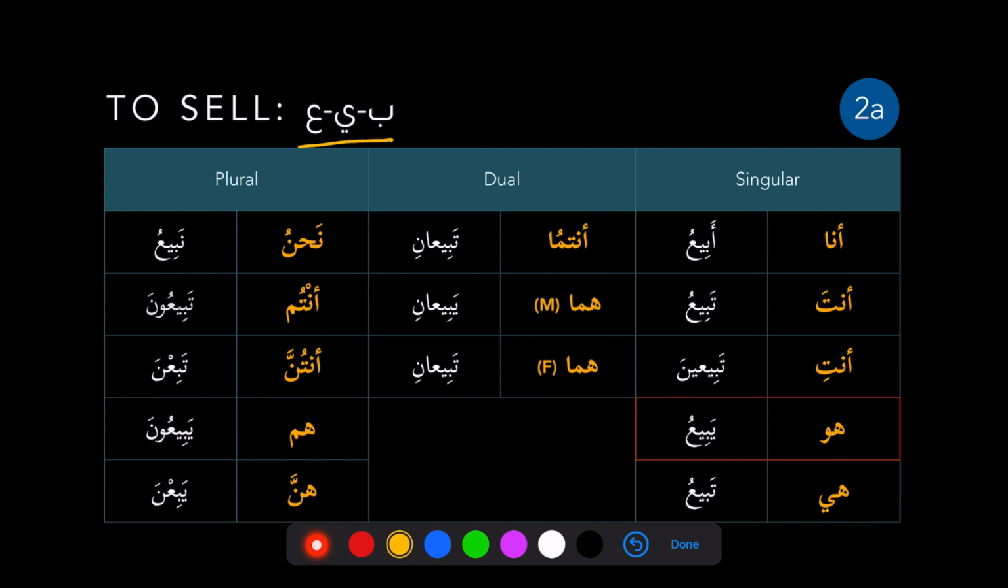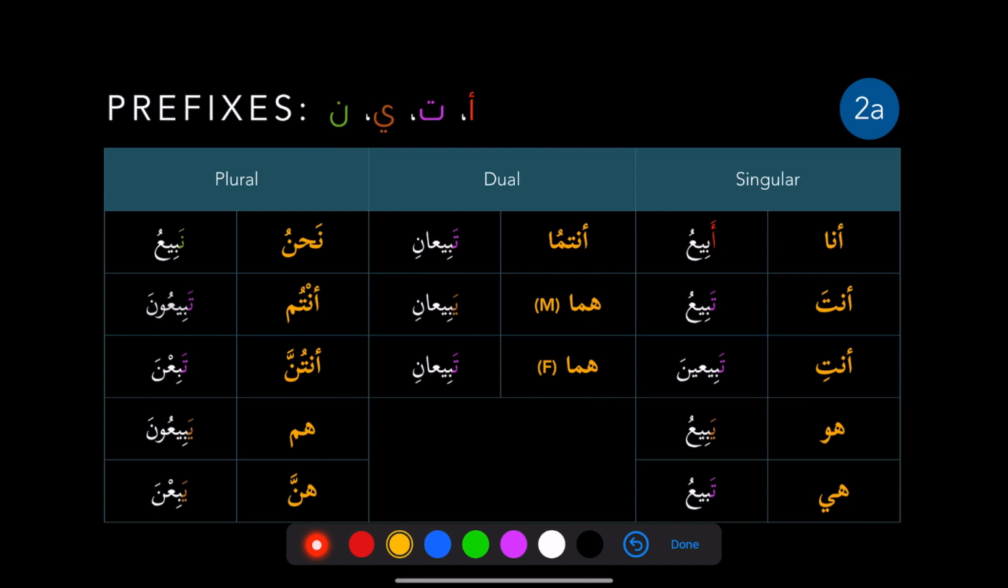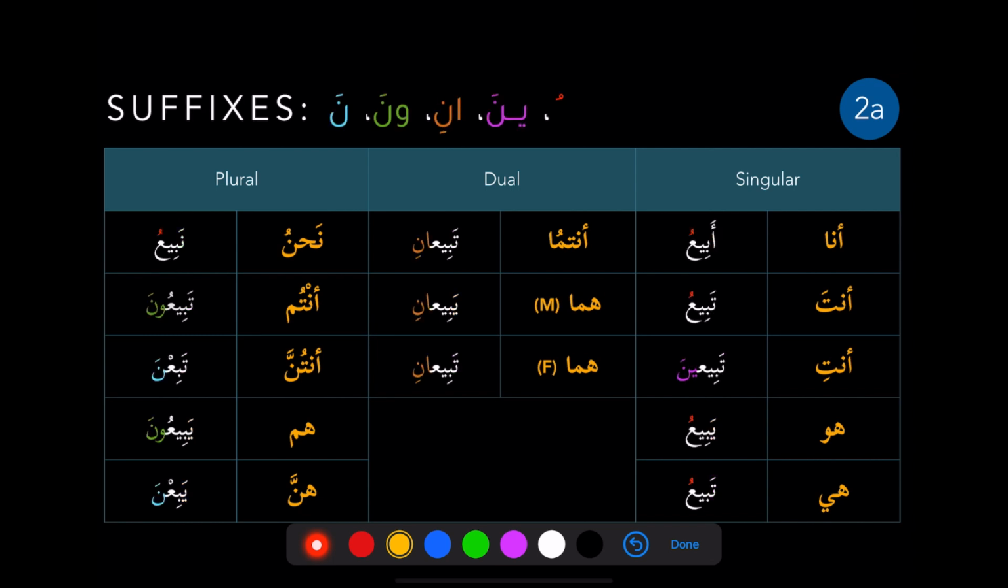Now that we have all the conjugations, let's go over what changed. In the prefixes, everything remained the same. I highlighted them so that you can follow along, but the hamza on the alif, the ta, the ya, and the noon never change, and they never will change, but it's helpful to get used to this and recognize where these patterns are. The suffixes also haven't changed.